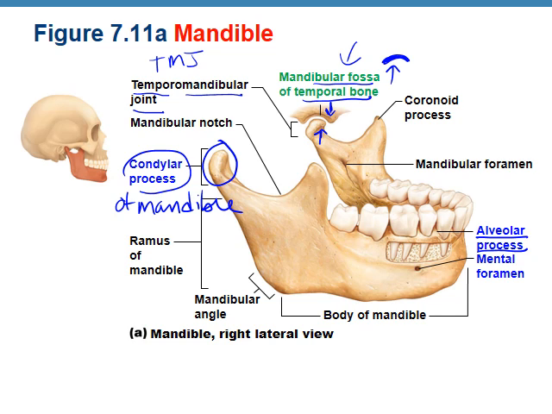These are the alveolar processes. Basically, it's the area in which the tooth is going to sit. So it's these little projections of bone around the tooth. And then the mental foramen, remember foramen means hole, and so this little opening is called the mental foramen.